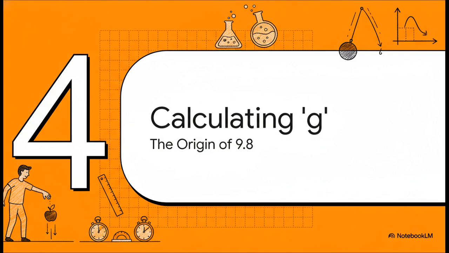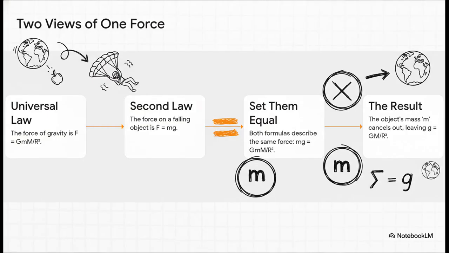Now, I'm sure you have heard your teachers mention the number 9.8. But where does this number actually come from? How did scientists figure out this value? It's not just a random number. There's a beautiful calculation behind it. Let's see how it's done. This is where it gets really clever.